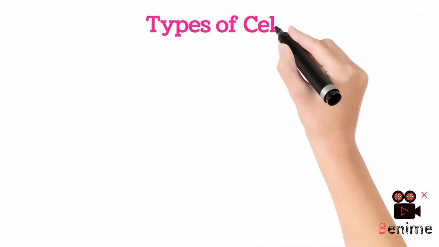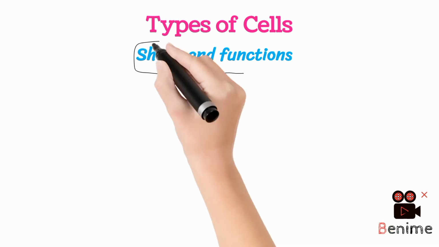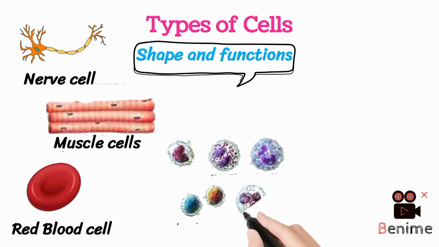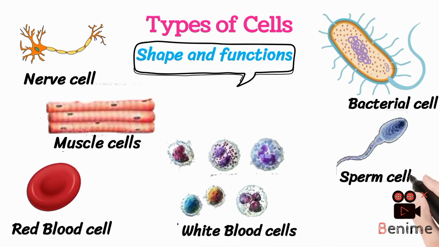Types of cells. On the basis of shape and function, there are so many types of cells, such as nerve cells, muscle cells, red blood cells, white blood cells, bacterial cells, sperm cells and so on. These cells all have different shapes and each one plays a different role in the body. For example, nerve cells receive signals from all the body parts and transmit them to the brain, and then turn back to the target to perform the task. Muscle cells bring movement in the body, oxygen is carried by red blood cells and white blood cells protect the body against germs and pathogens.